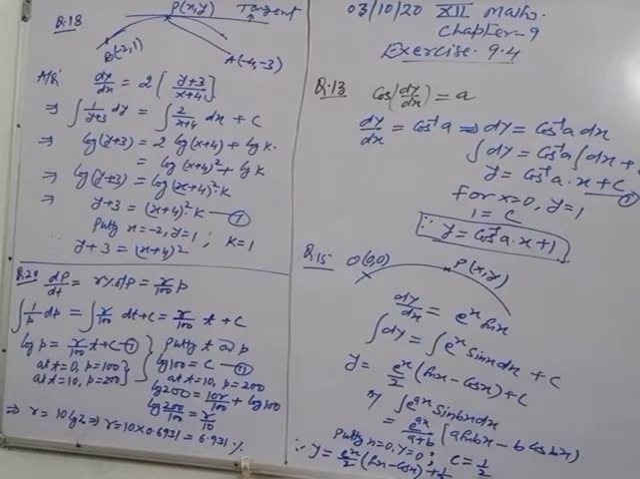But here the condition is given: x is 0, y is 1. Putting in the equation first, determine c. So when x is 0, y is 1, c is 1, and then your required equation is y is equal to cos inverse a into x plus 1. Okay. Now see question number 15.